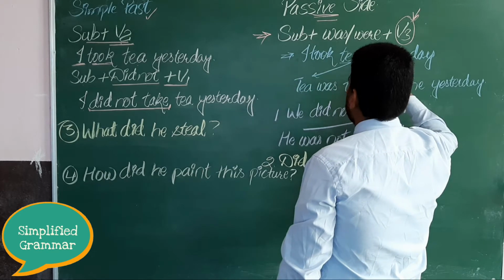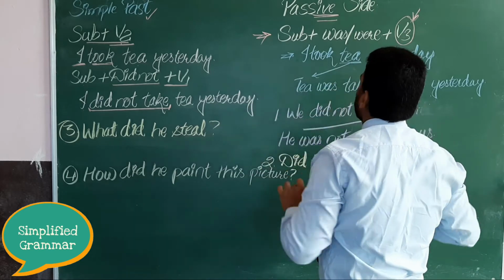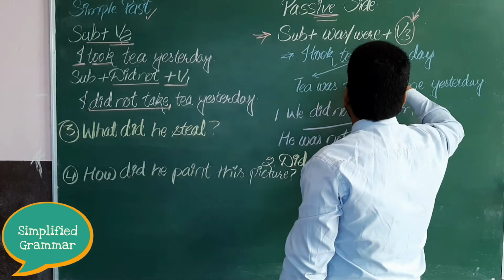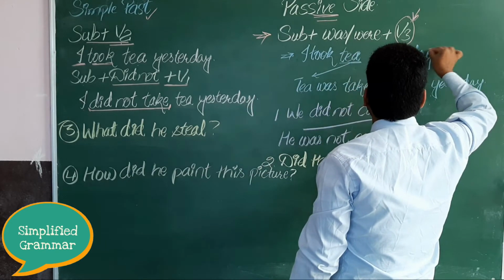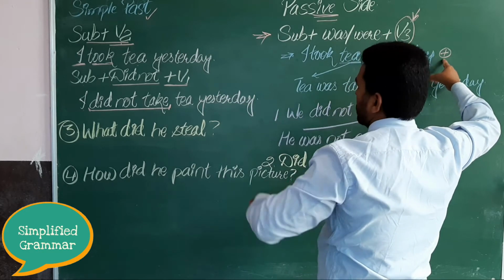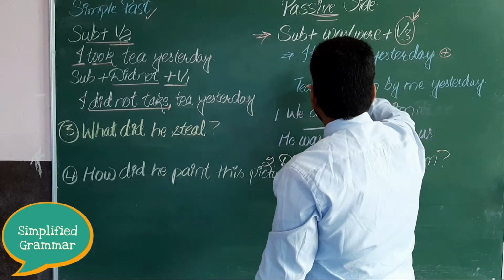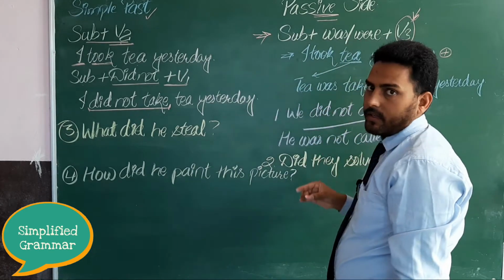I took tea yesterday. The same sentence I have written here. So this is the positive sentence of simple past tense. ये जो sentence है positive sentence है और ये simple past tense का है. So here let us make it passive.